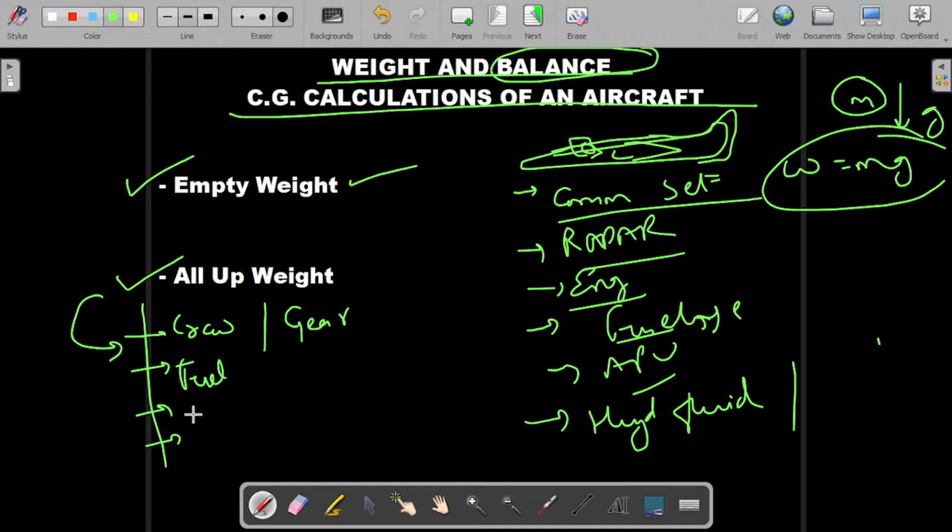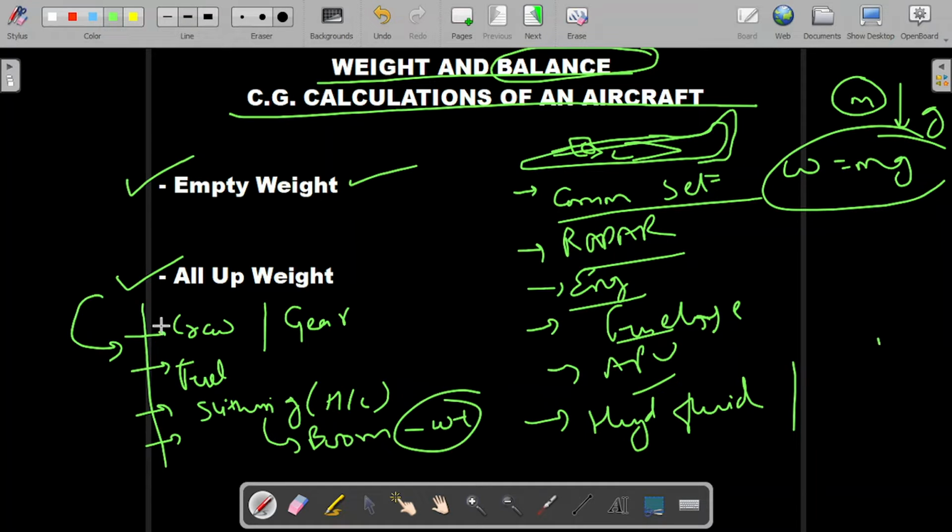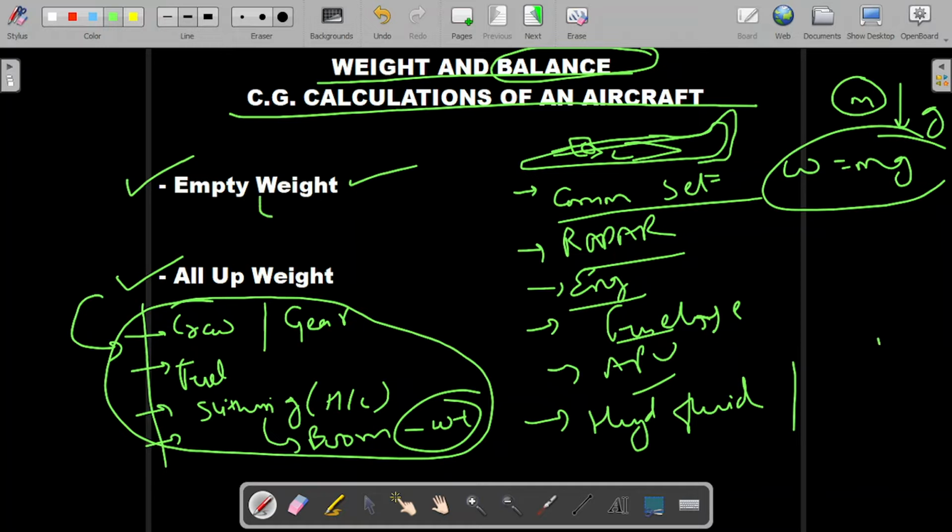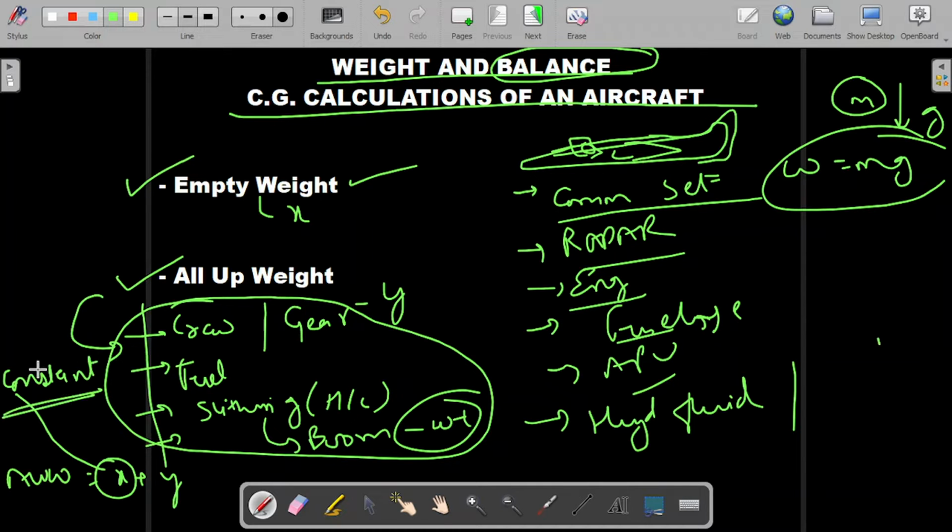Weight for any specific item, like if the aircraft is going for slithering, let's say it's specific to helicopters, there is a slithering boom which is attached, the weight of that part. So when we add all these specific mission-oriented gears to the empty weight, let's say empty weight is X and this is Y, so all-up weight will be X plus Y, where X is always constant and is provided by the OEM or the manufacturer.